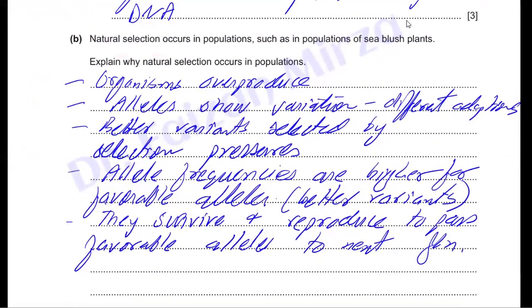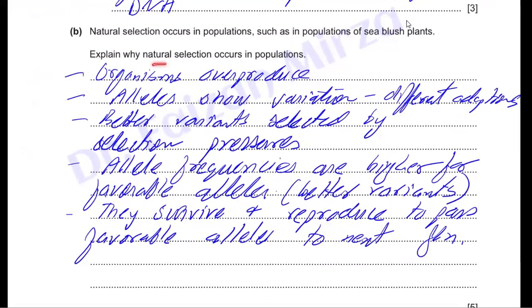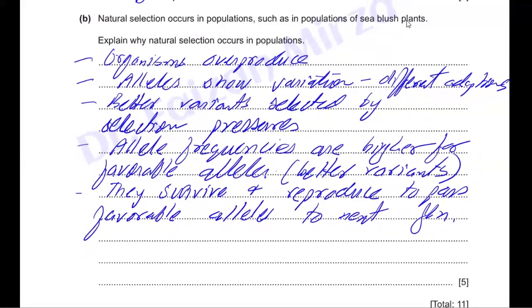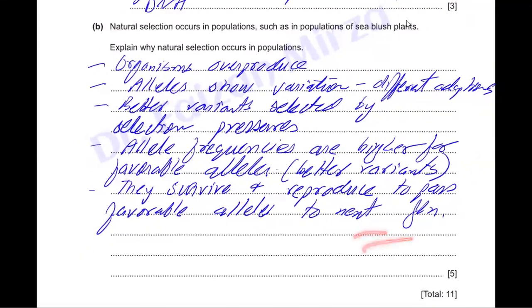Natural selection occurs in populations such as the population of sea blush plants. Explain why natural selection occurs in a population. You need to give reasons why natural selection occurs. So the facts of natural selection are: we know that organisms overproduce. The organisms show variation, they show different adaptations. Better variants get selected according to selection pressure. The allele frequencies are higher for favorable alleles. Better variants are more in number. They survive and reproduce more, and they pass favorable alleles to the next generation. So that's how we wrap up the concept of natural selection here.